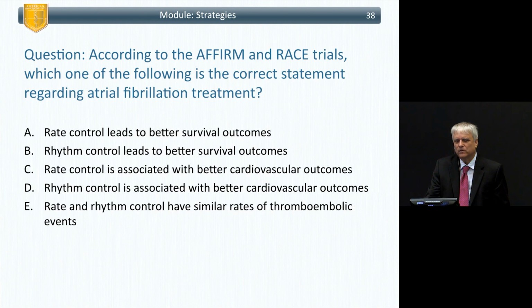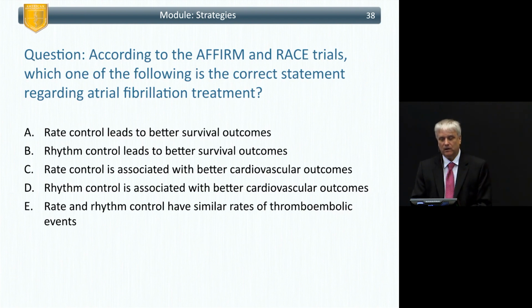So here's one of my favorite ones. According to the AFFIRM and RACE trials, which one of the following is the correct statement regarding atrial fibrillation treatment? A, rate control leads to better survival outcomes. B, rhythm control leads to better survival outcomes. C, rate control is associated with better cardiovascular outcomes. D, rhythm control is associated with better cardiovascular outcomes. E, rate and rhythm control have similar rates of thromboembolic events.